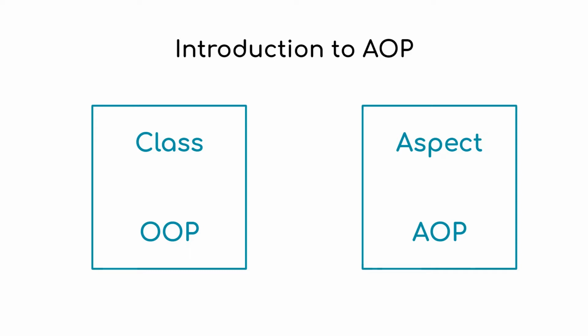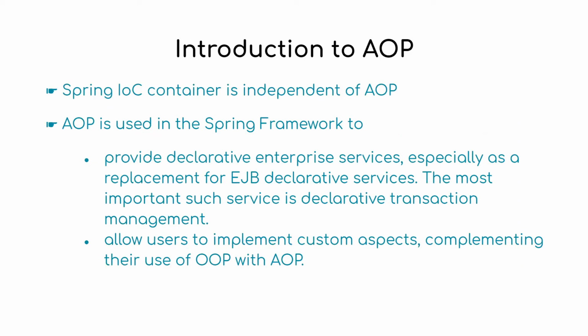As you have seen in the previous slide, the basic unit of modularization in OOP is a class, whereas the basic unit in AOP is an aspect. Spring IOC container is independent of AOP. So Spring IOC container is not directly tied to AOP. If we choose to use Spring IOC container, it is not required to use AOP. We can still continue with Spring IOC container.